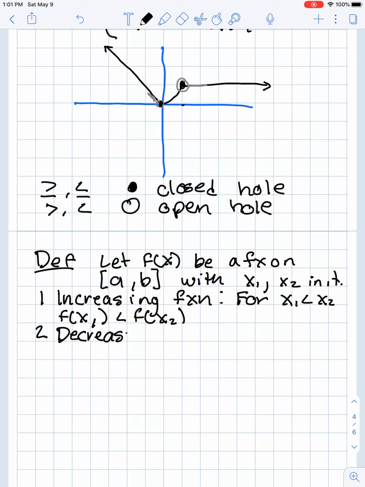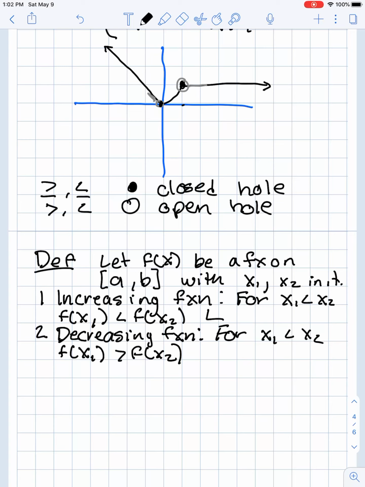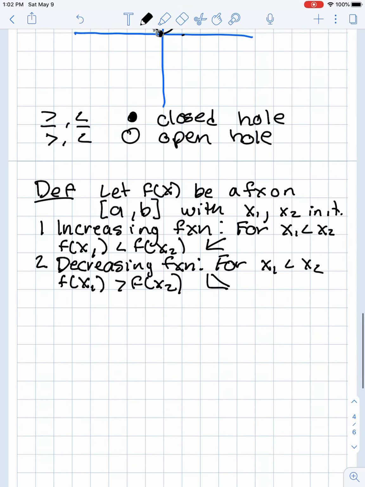A decreasing function is for when x1 is still less than x2, but f of x1 is now bigger than f of x2. Alrighty, so that kind of seems a little intuitive, right? Increasing function, I'm going to be going up. Decreasing function, I'm going down. What about even and odd functions?